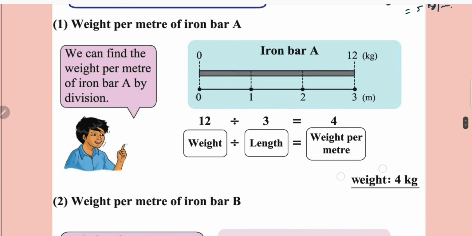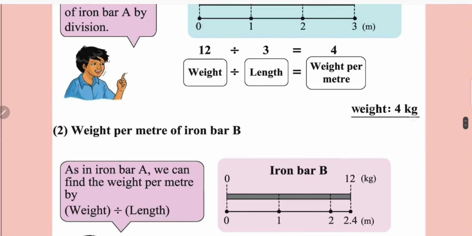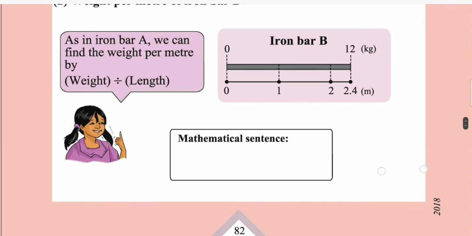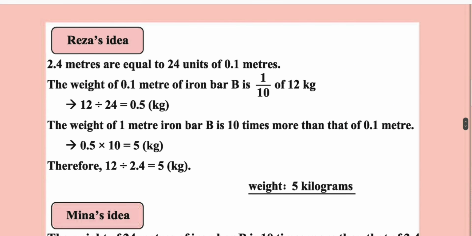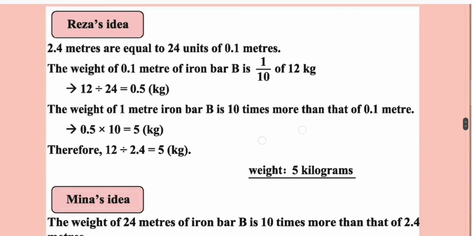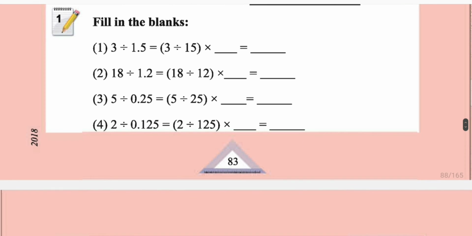Weight per meter of iron bar A. We can find the weight per meter of iron bar A by division. 12 kg, 3 meter, 4 kg per meter. Weight per meter of iron bar B: 12 by 2.4. That is the mathematical sentence. These ideas we already know, so we are not going into them.